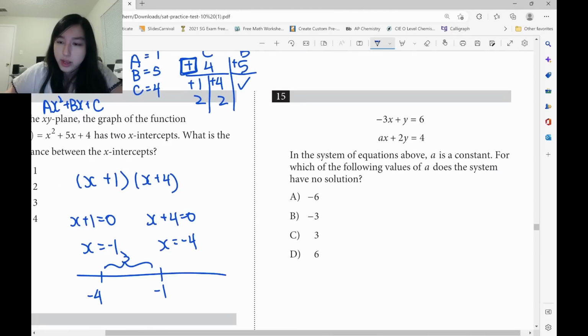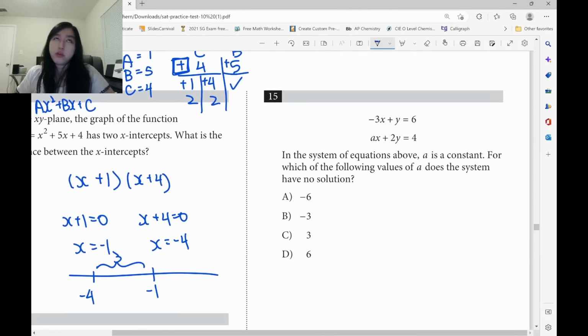Let's look at this one. Here's the trick. If they say no solutions or infinitely many solutions, it means the x and the y coefficients must be exactly the same.